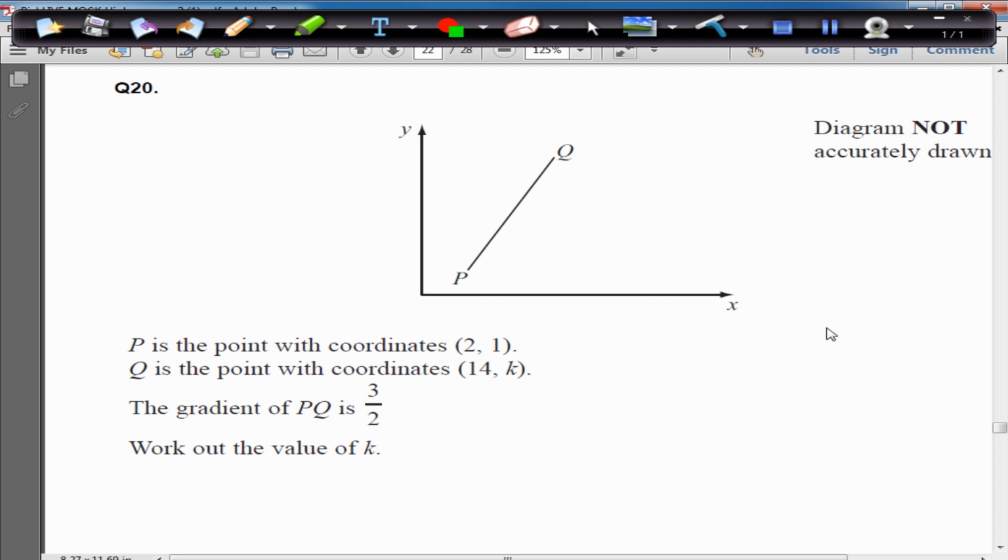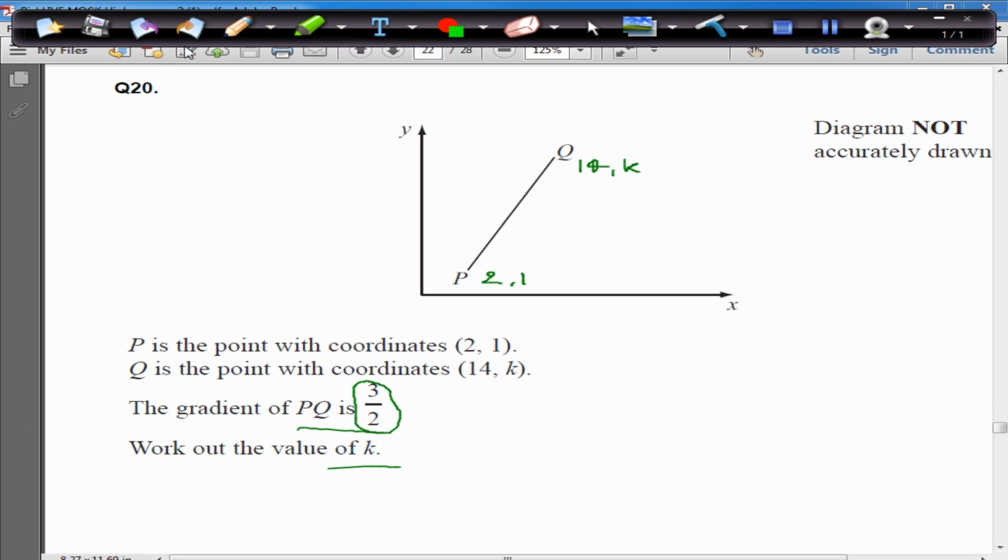Question number 20. P is the point with coordinates 2, 1. What's the coordinate of P, Mr. Idris? And what's the coordinate of Q? 14, K. It says here the gradient of PQ is 1.5 or 3/2. Work out the value of K. I will call this question a reverse gradient question, because they're giving the gradient and you have to work out the coordinates.